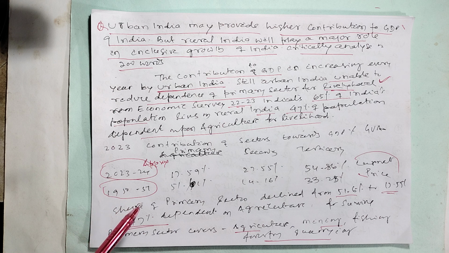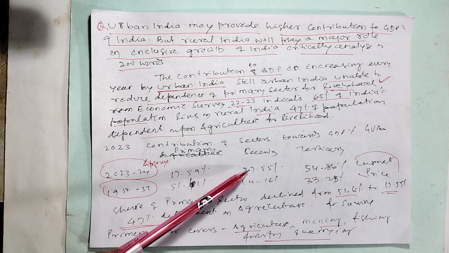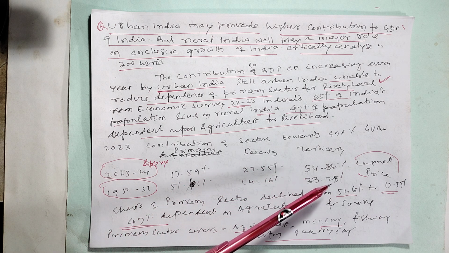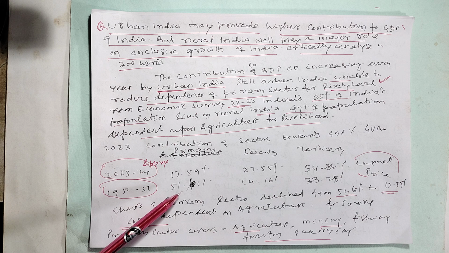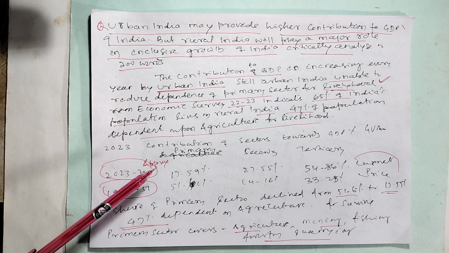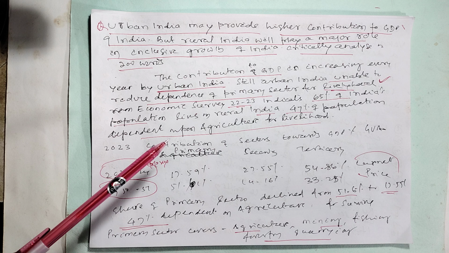the secondary and tertiary sectors. These are approximately 23 percent. What is the primary? This is the secondary, and the tertiary. How it was 51.61% in the primary sector, and now it's 17.59%. Still, 65% of people live in rural areas.